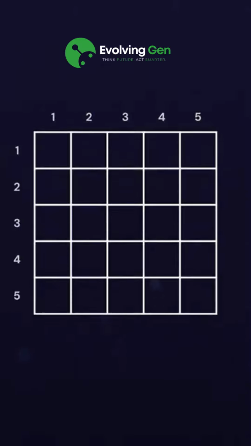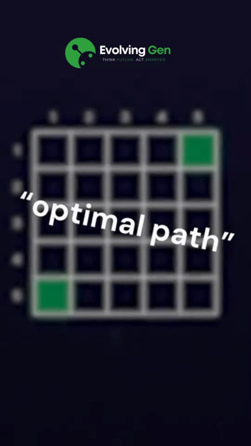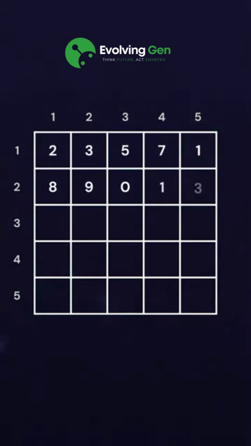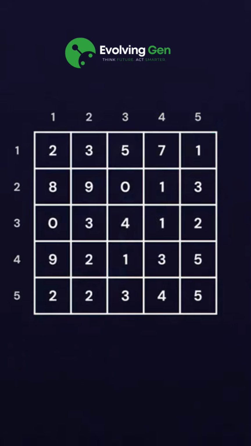Say I give you this 5x5 grid, and I ask you to figure out how to get from the bottom left to the top right by way of the optimal path. Sounds simple, right? Just take the diagonal. Sure, but let's make it more interesting. What if each square has a different cost, and I want you to take the lowest cost route?